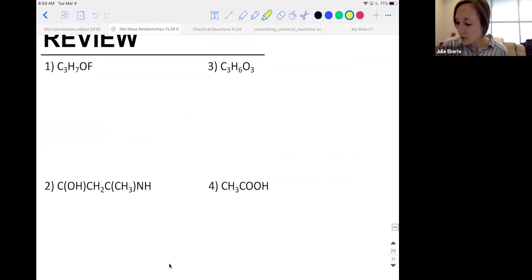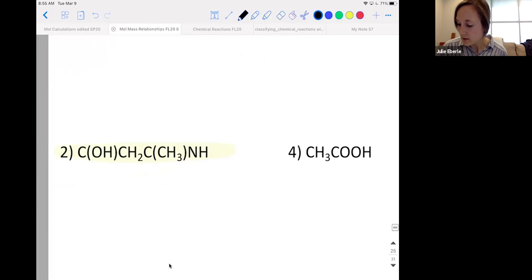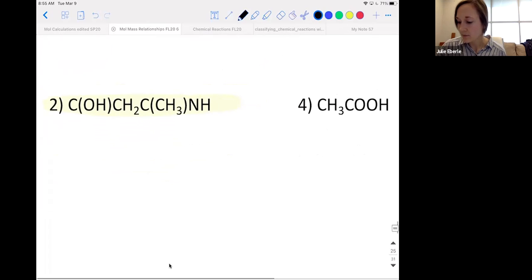Okay, let's do number 2. That one looks hard, right? So draw a Lewis structure for number 2 here. And then there's plenty more to practice if you want more practice on these. I also sent out that list of recommended textbook problems, so you can practice those as well.